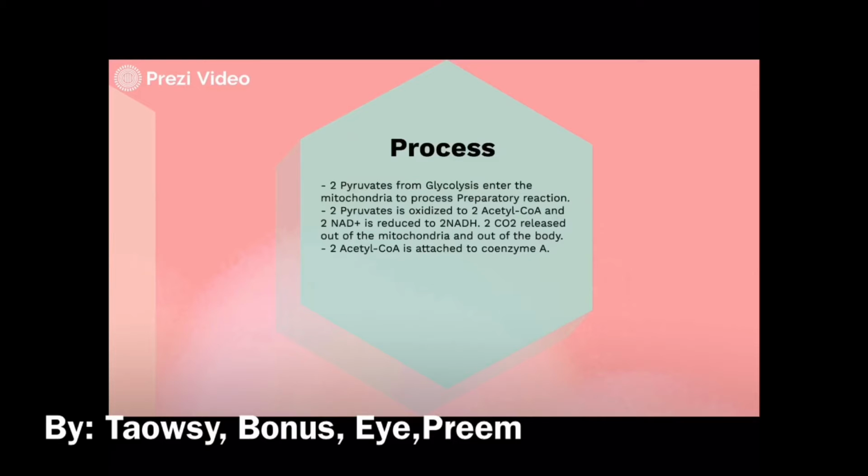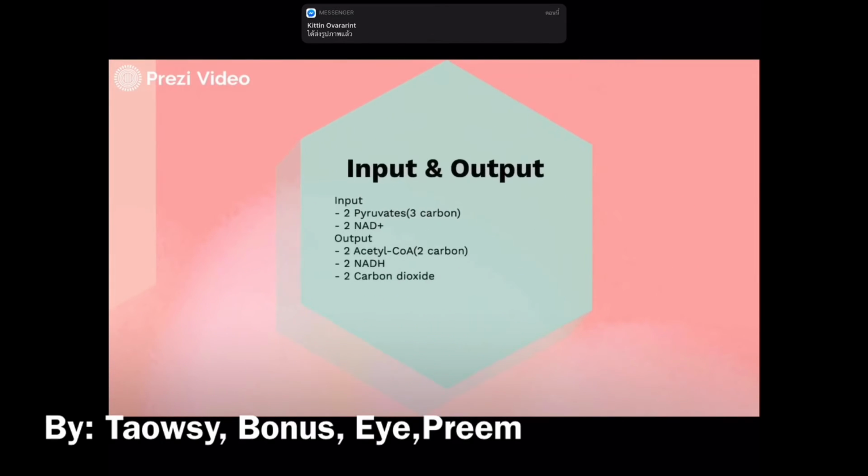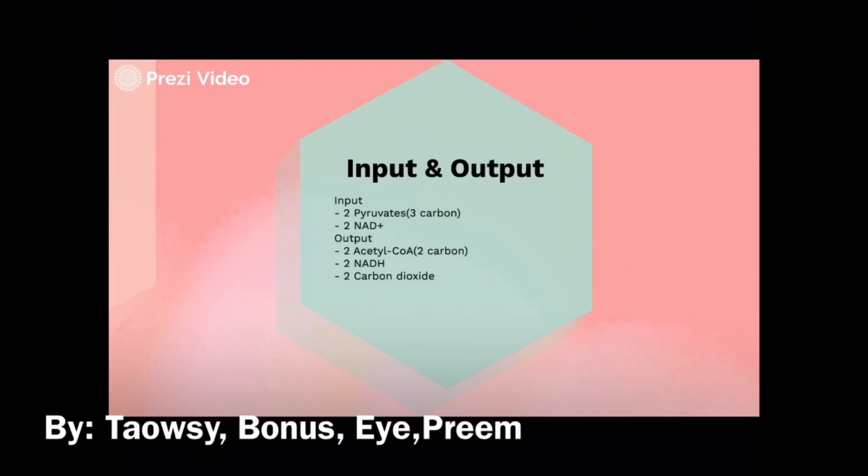Second, 2 pyruvates are oxidized to 2 acetyl-CoA. 2 NAD plus are reduced to 2 NADH, and 2 carbon dioxide are released out of the mitochondria and out of the body. Then last, acetyl is attached to coenzyme A. For the input and output of the preparatory reaction, the input is 2 pyruvates and 2 NAD+. The output is 2 acetyl-CoA, 2 NADH, and 2 carbon dioxide.